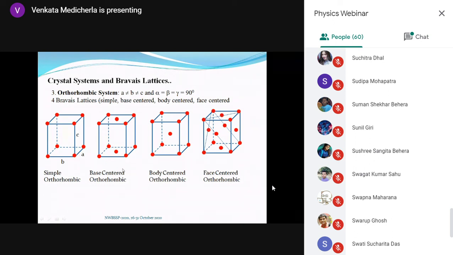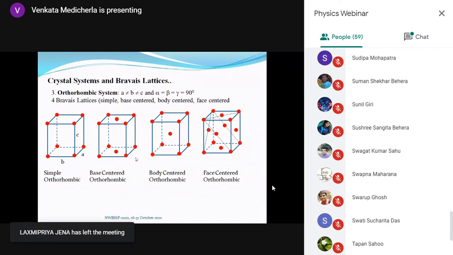There is another possibility here. This is called base-centered orthorhombic. Base means this lower part. Once you have a lattice point in the base, you should also have a lattice point at the top. Otherwise, it does not follow the translational symmetry. So when you translate this point above by C, you should go to the point. So base-centered actually means at the base and the top also. Both lattice points have to be there.